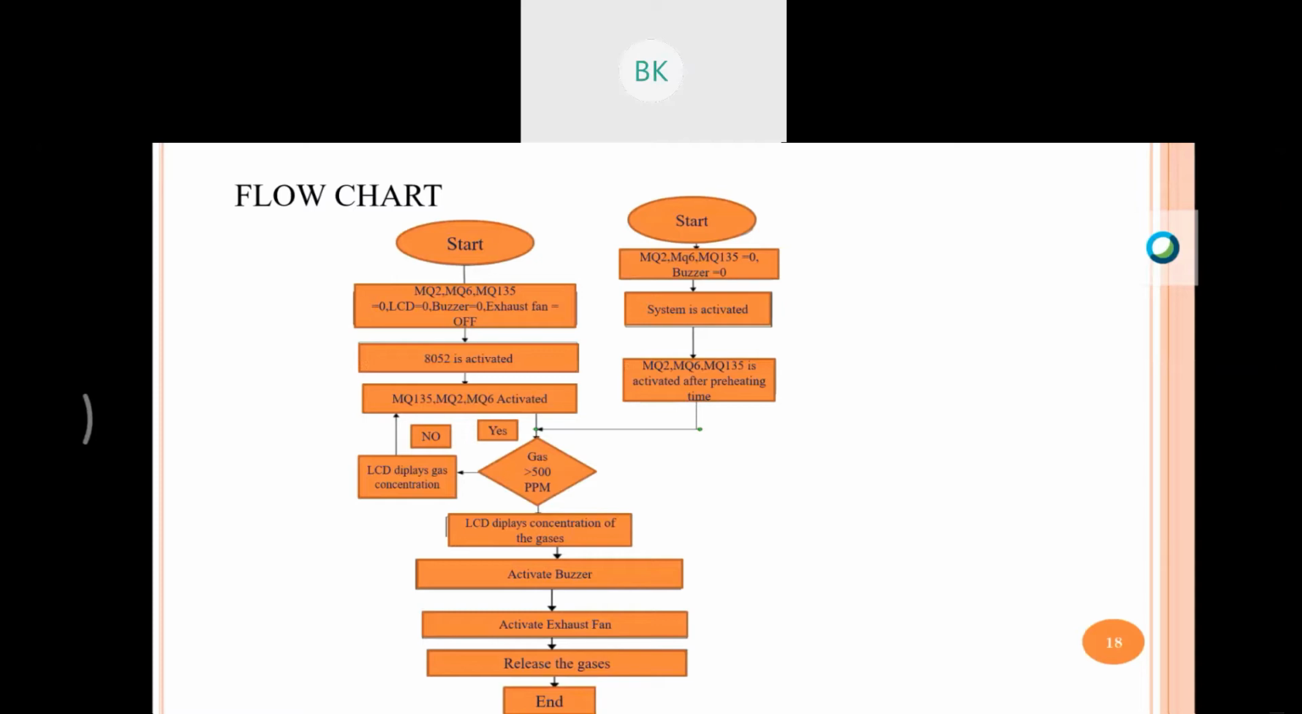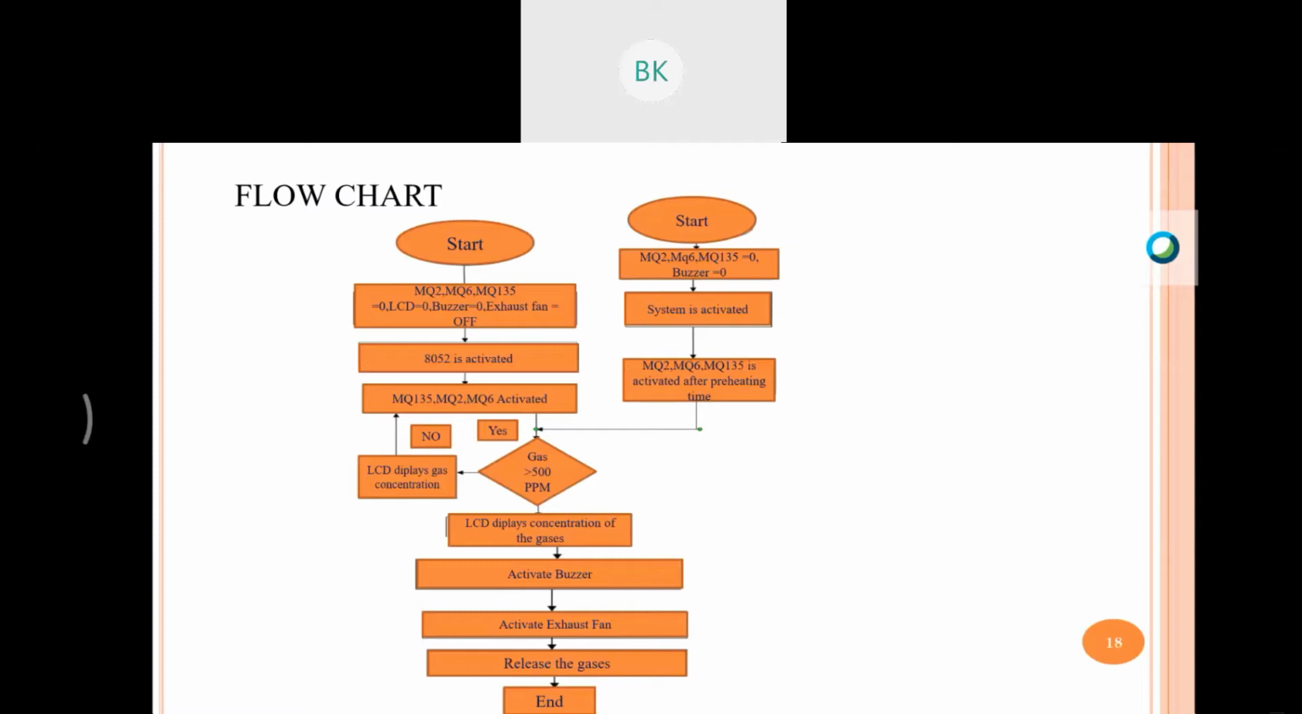Now we have a gas chamber in it. We use three gas sensors, that is MQ2, MQ6, MQ135, which are explained quite well by Kalyan. And in that sensor room, we have a buzzer and an exhaust fan. And there is a solenoid valve for the proper flow and regulation of the gases. Now, we took a threshold value greater than 500 parts per million, which will show the gas concentration of the gases that need to be sensed by the sensor.